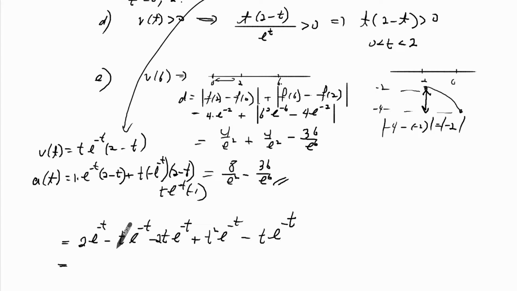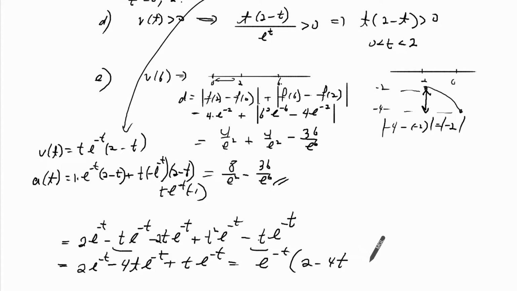Okay, let's collect the like terms. These two are like. T minus 2t. Collect these two, you get 2t e to the power minus t. That's actually minus 4, isn't it? So minus 4. And that's the last term. So definitely we can factor out e to the power minus t. You get 2 minus 4t, right? And like this here, there's supposed to have a square, so we get t squared.